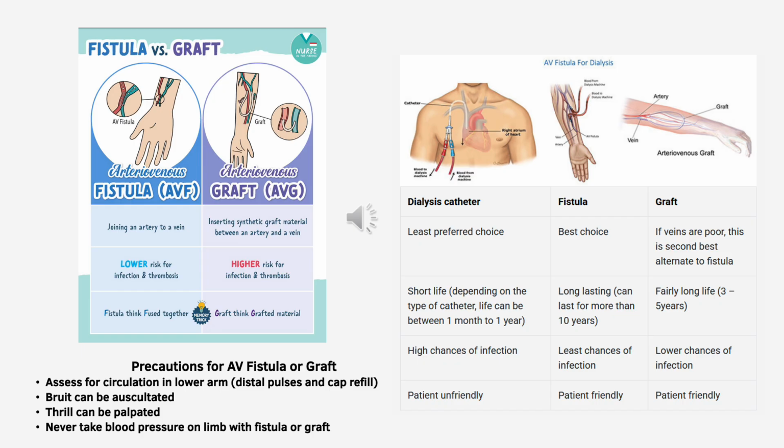So for patients with arteriovenous access, it's also important to monitor for signs of ischemia or poor circulation below the site. So this can cause symptoms like cold fingers or numbness, and in severe cases, the fistula may need to be surgically revised to help improve blood flow.